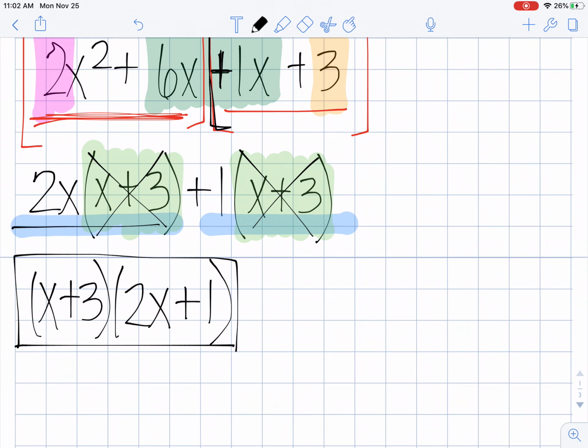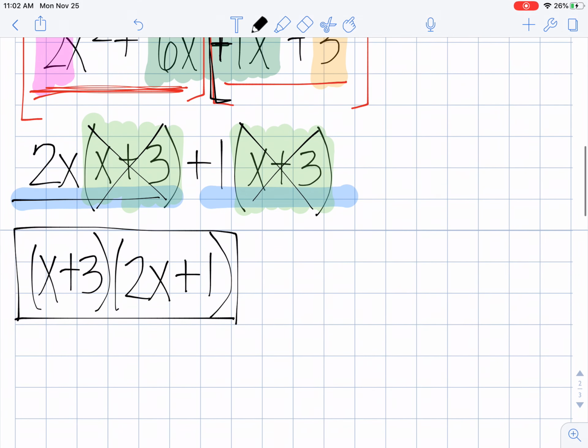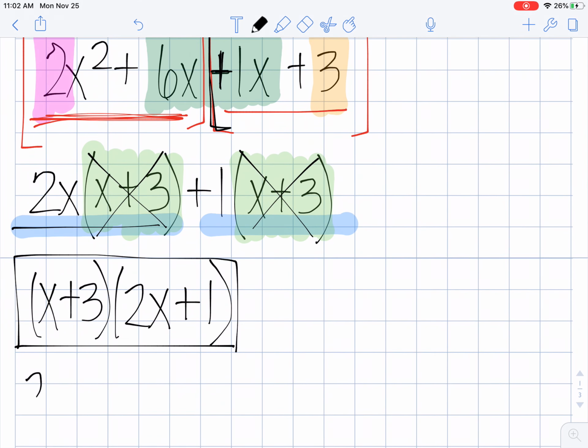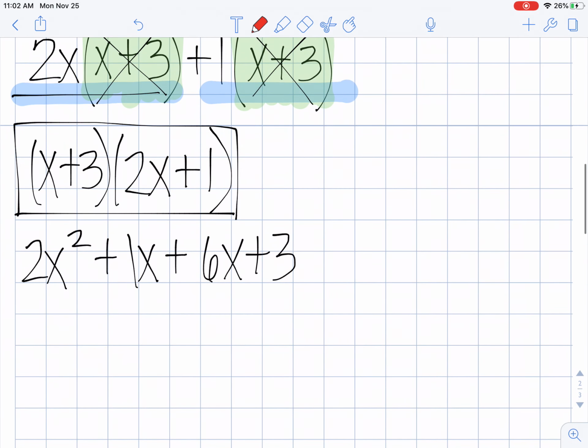Now you might say, how do I know in my problem if I write it 6x plus 1x or 1x plus 6x? It doesn't matter, and let me show you why. So let's rewrite our problem and try this again. We have 2x squared plus 1x plus 6x plus 3. Again, if I make my two groups, here's my first group with my first two terms, and my second group with my second two terms.